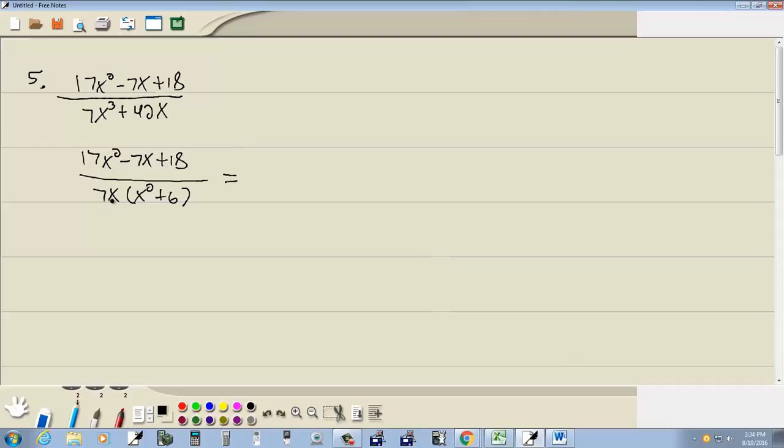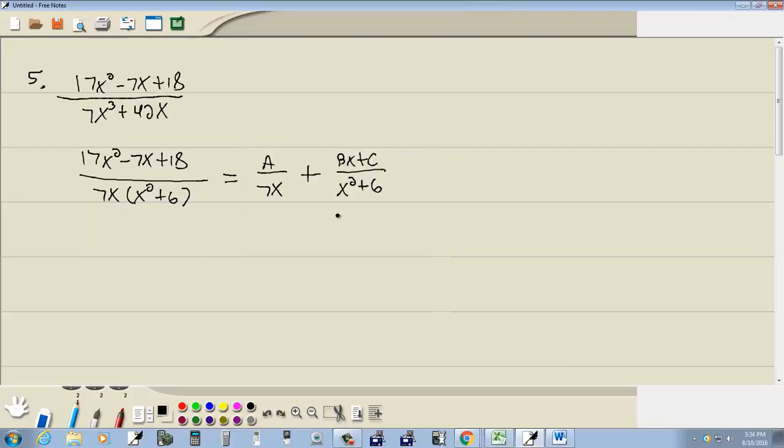Now the 7x is a linear factor, so I'll put a over 7x. But the x squared plus 6 is a quadratic, has an x squared, which means I'll put bx plus c over x squared plus 6. Okay, so that's going to be our form. We got three letters we want to find. We want to find a, b, and c here.